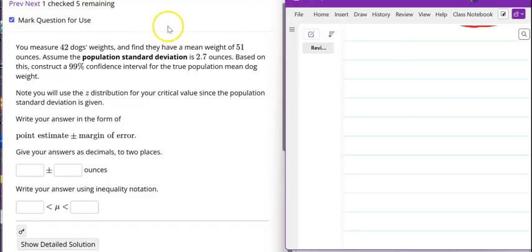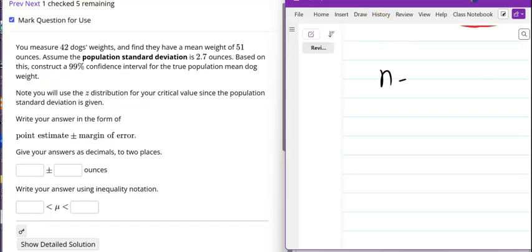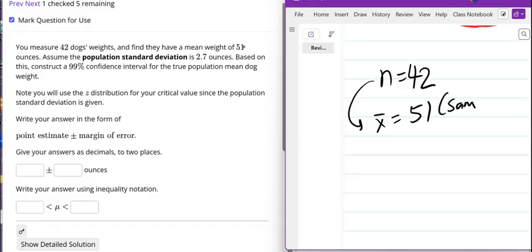So you measure 42 hot dog weights and find they have a mean weight of 51 ounces. So here 42 is the sample you collected to measure the hot dog weight. So I should say n here is 42 and the mean weight is 51. So 51 is the mean of only 42 hot dogs. So this is called the sample mean. It's called x bar, right?